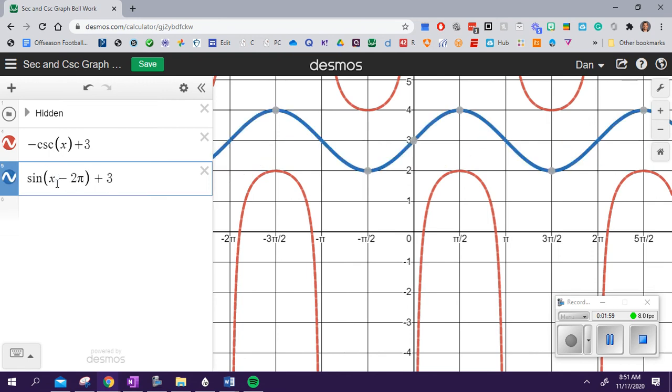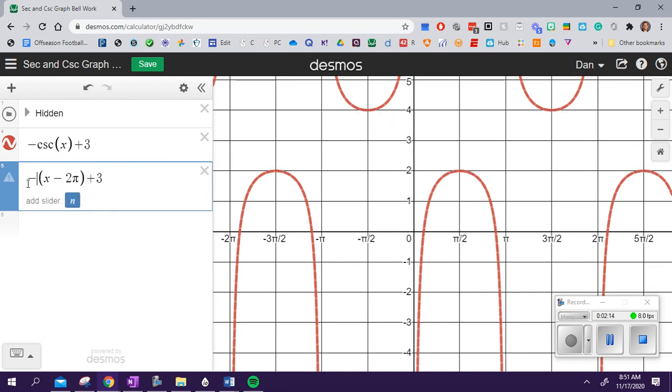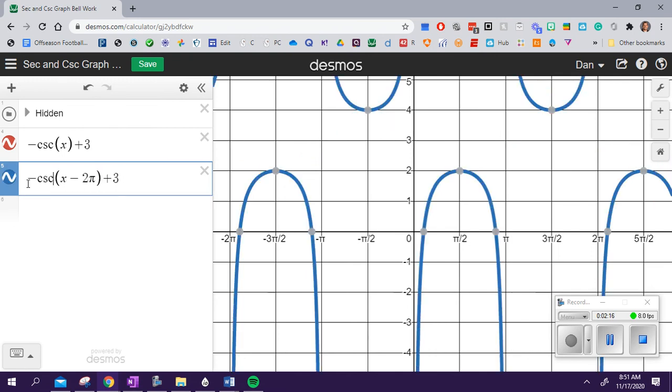Look how much different that was. It was exactly the same. Because if I shifted 2 pi, the period length is 2 pi. So if I just move it over 2 pi, it does absolutely nothing. And so then what else would you have to do to this graph? Flip it. Yep. So instead of sine, we could make it cosecant. That's the most boring thing that we could have done. But yes, that also works.